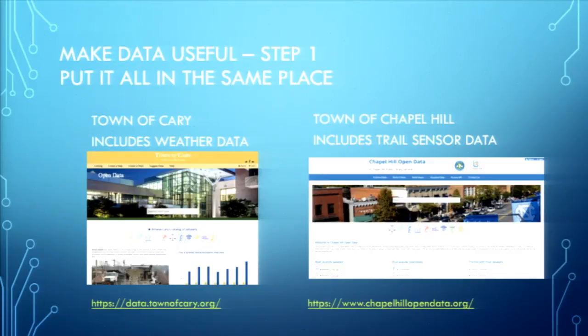So we look at some examples. The town of Cary has an open data portal, and they include weather data. They actually do a lot of data storytelling, using that weather data to cross-analyze different things that are going on in the city. The town of Chapel Hill has started putting trail sensor data on their open data portal. It's not AVL data, but it is transit information to look at how people are using the trails and that sort of thing.